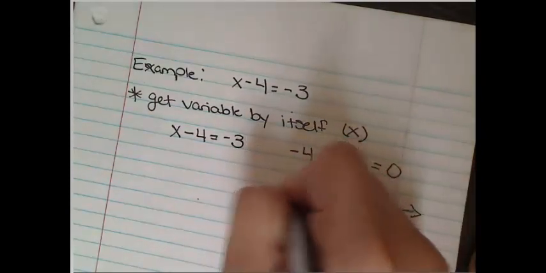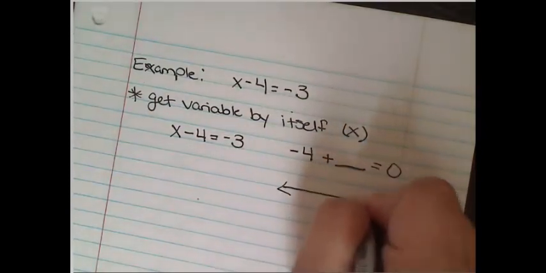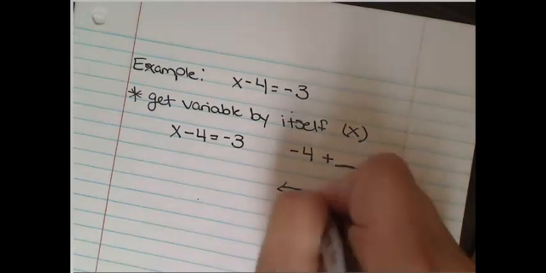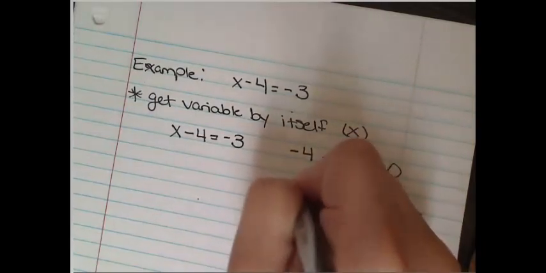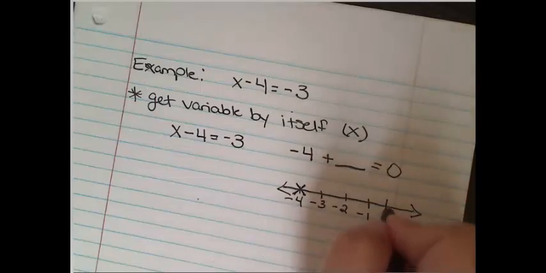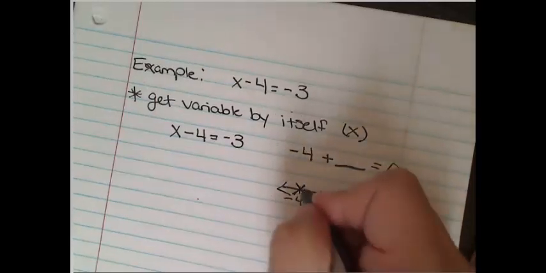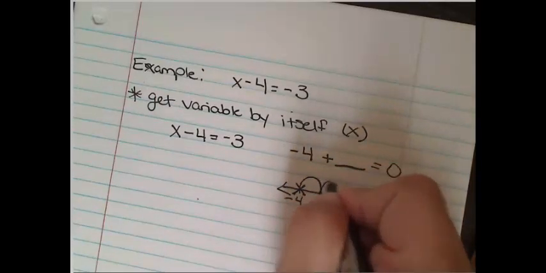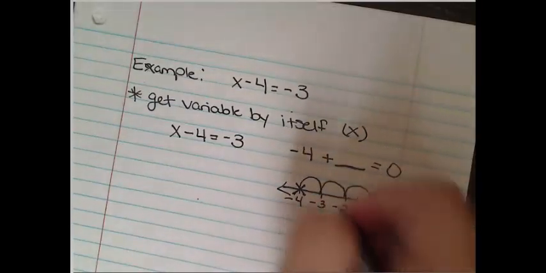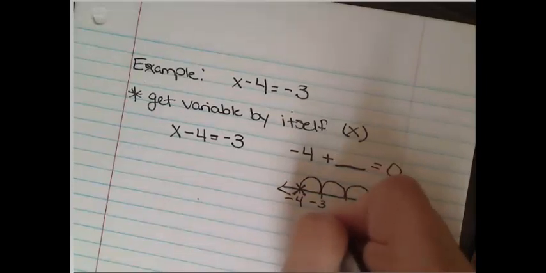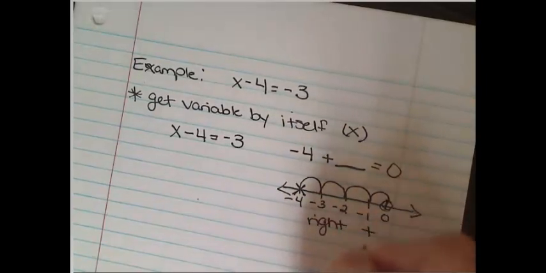Here's 0, or negative 1, or negative 2, or negative 3, and our negative 4. And we're starting out right here. And we need to get to 0. This is where we need to end. So we need to go to the right 1, 2, 3, 4 spots. Remember, right is positive, so we need to go plus 4. So we need to go 4 spots.